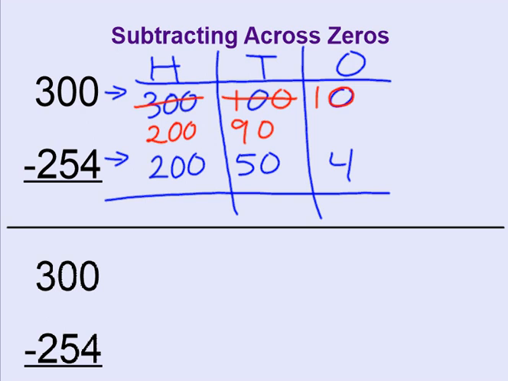Now they have bigger numbers to subtract smaller numbers. 10 take away 4 is 6. 90 take away 50 is 40. And 200 take away 200 is 0. So 46.